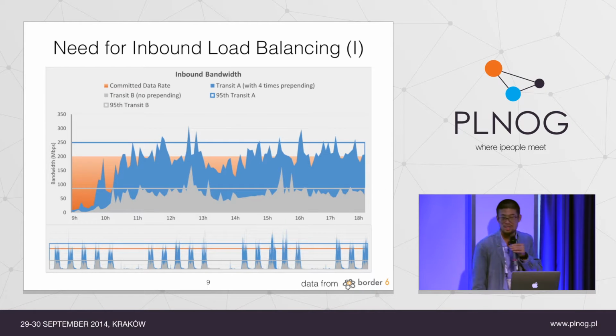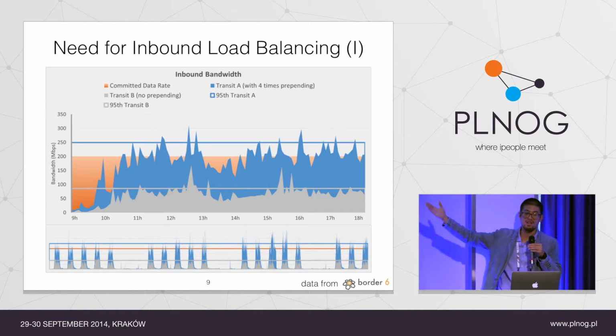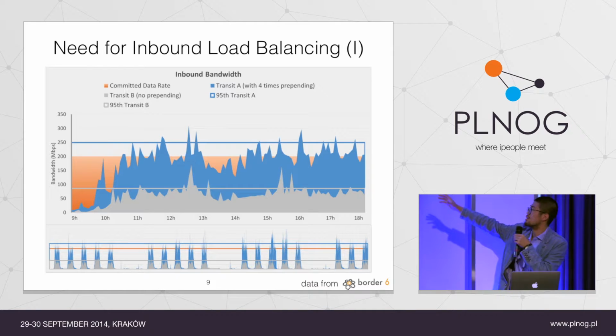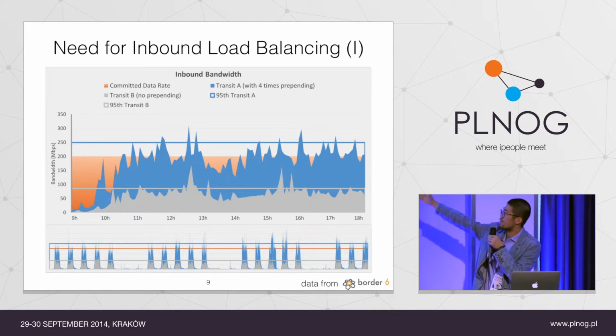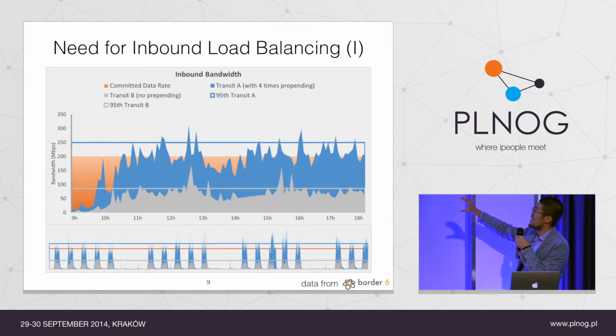And here comes the second case. It's about inbound traffic. In this case, the network that we are observing again has 2 transits, A and B, and their real-time traffic rate is presented by the blue area and the gray area. Both transits have the same CDR, which is a committed data rate, presented in orange. And for both, we have also calculated their 95th percentile traffic rate, which is presented in those 2 lines.